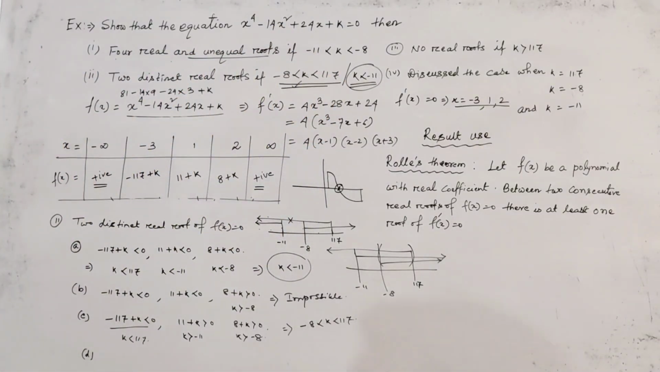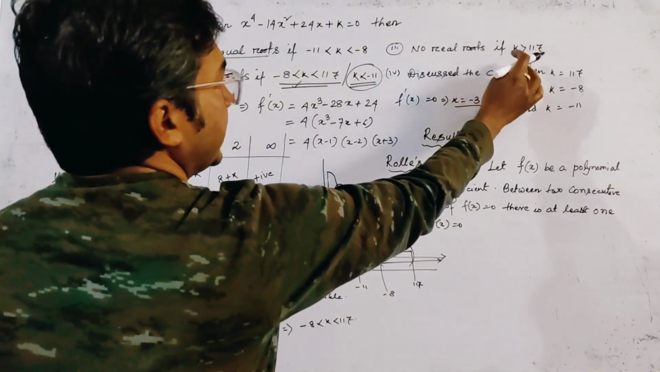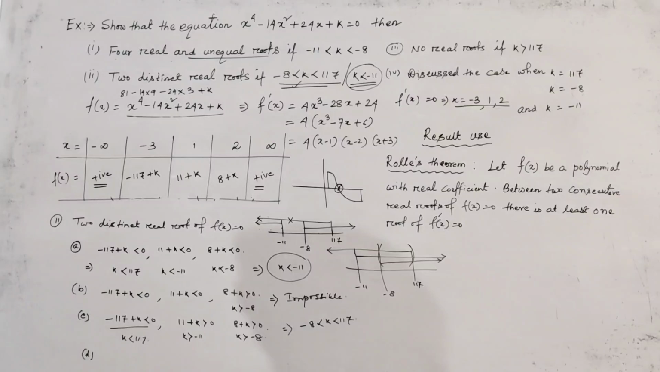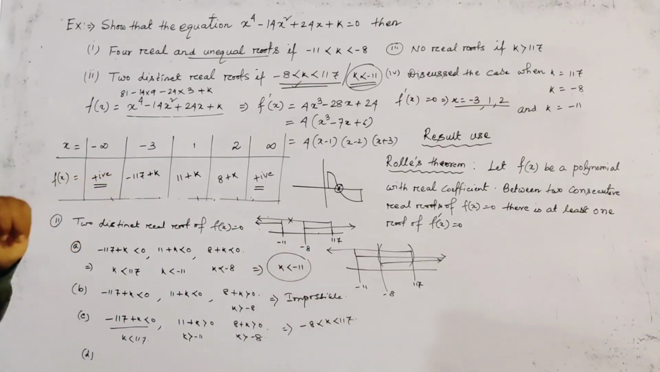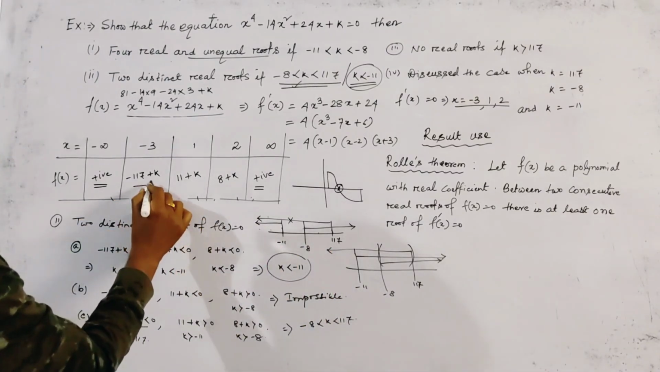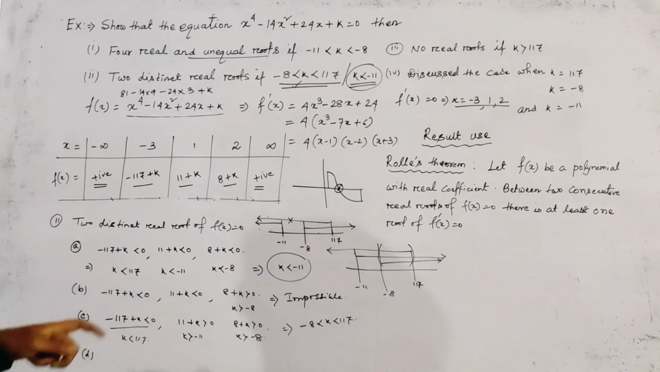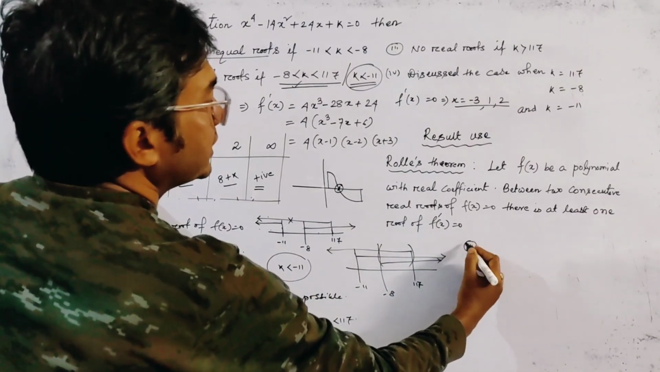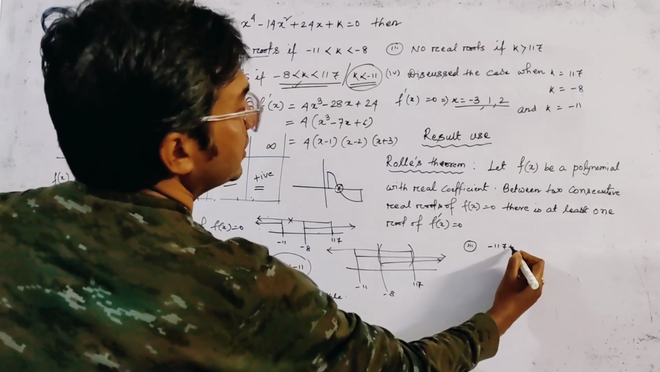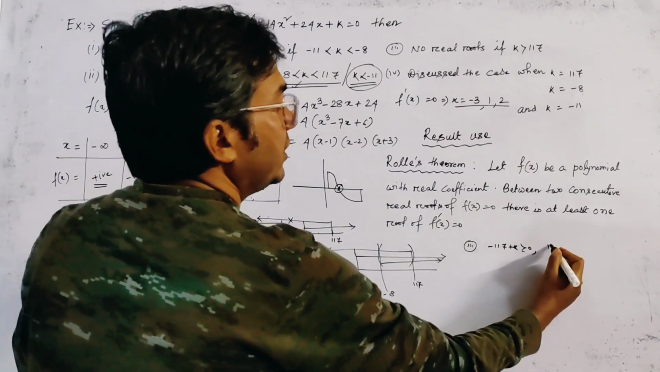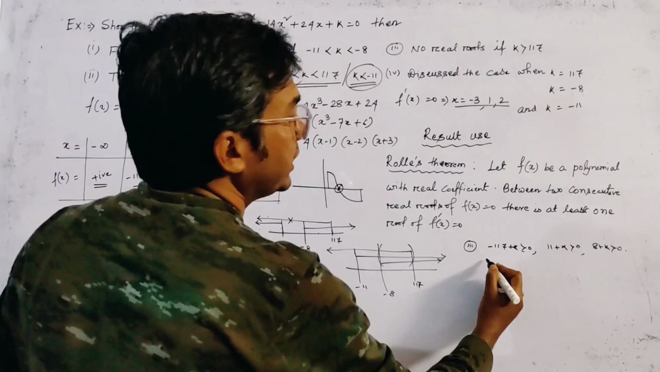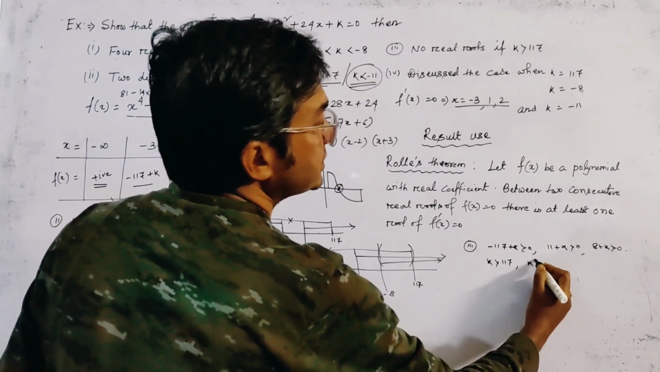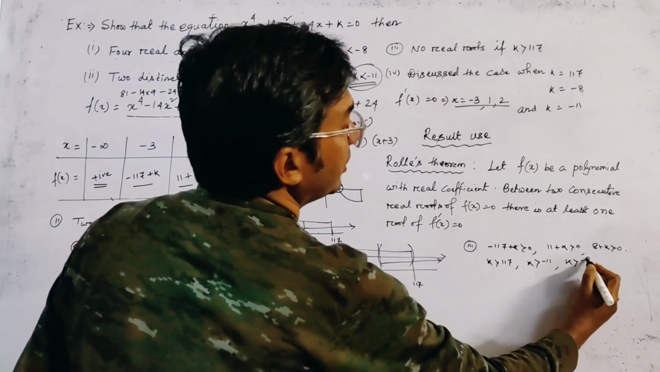Right. Now for case 3, no real root if k greater than 117. This is a very easy case. If there is no change of sign in this line, then the equation must have no real root. So we let this be positive, and this also positive, and for case 3, this is positive, which means minus 117 plus k greater than 0. This is 11 plus k greater than 0, and this is 8 plus k greater than 0. So we get k greater than 117, k greater than minus 11, and k greater than minus 8.